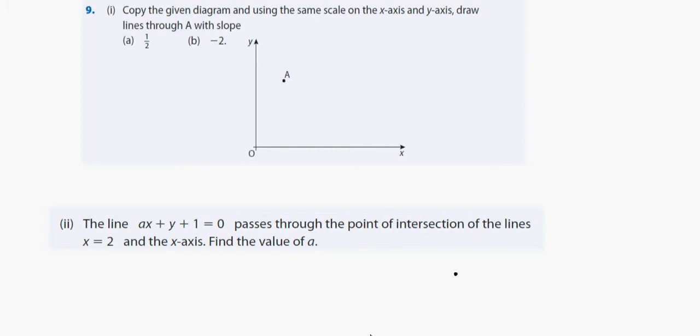End of the Test Yourself 11 video on coordinate geometry. So, copy the diagram and using the same scale on the x and y axis, draw lines through A with the slope 1/2 and -2. Now we don't know what A is, so we have no idea about the slope of A, but what we can do is we can just make our own slope over here using a grid.